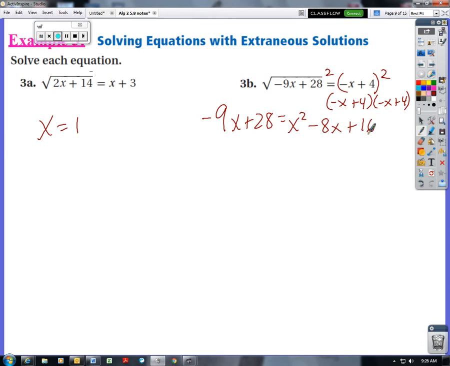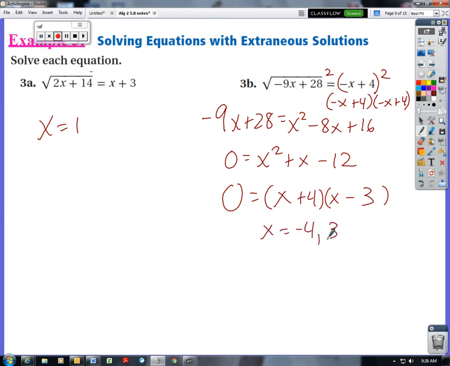Okay, we're going to move everything over to the right, so this will become a 0. The x squared is here. I'm going to be adding my 9x, so that's going to be 1x. I'm going to be subtracting my 28, that's going to be negative 8 and 4 is 12. And that'll factor pretty nicely. That's going to be positive 4 and negative 3. So that means my solutions are negative 4 and positive 3.